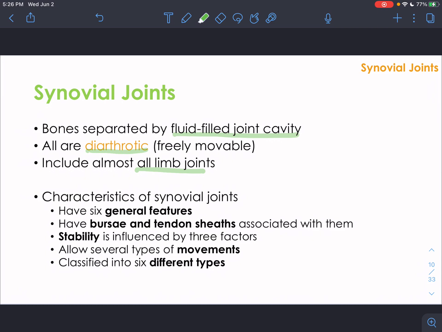There are some characteristics of synovial joints you're going to have to know, and we'll go through all of these in future slides, but they have 6 general features, and have bursae and tendon sheaths associated with them. The stability of these joints is influenced by 3 factors that we'll talk about. They allow for several different types of movements, and they're classified into 6 different types. Okay, so the rest of this chapter will just be talking about the different types of synovial joints, the different movements they allow, and what different structures you'll find there.